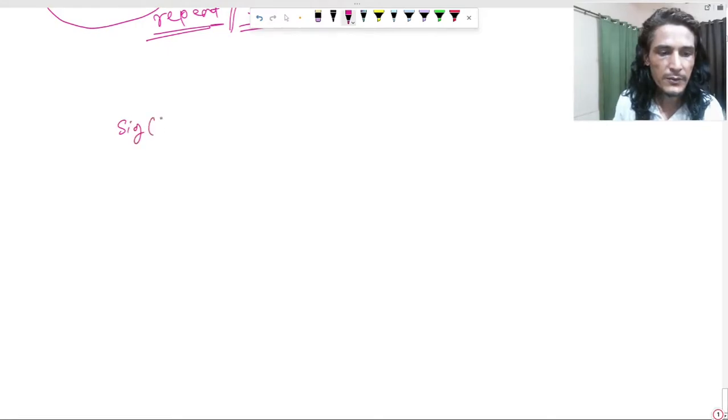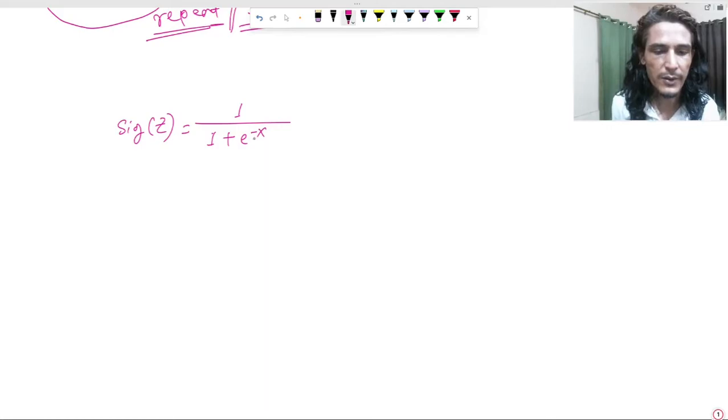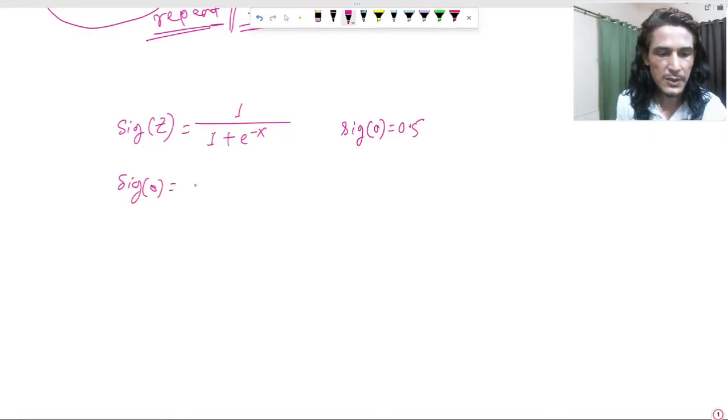Sigmoid of x is equal to 1 over 1 plus e to the power minus x. Just for a second, let me verify. I know one thing, that sigmoid of 0 is equal to 0.5. Now, is it so? e to the power 0 is 1, so 1 by 1 plus 1. Yes, right. Sigmoid of 0 is equal to 0.5 because 1 plus e to the power 0 equals 2, so 1 by 2 is 0.5.